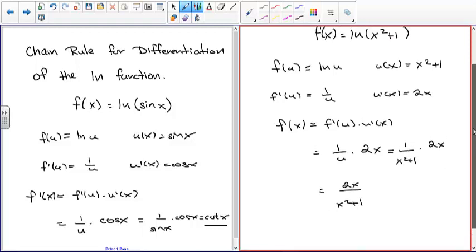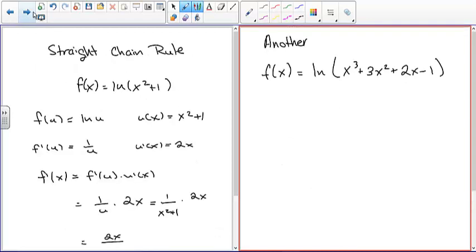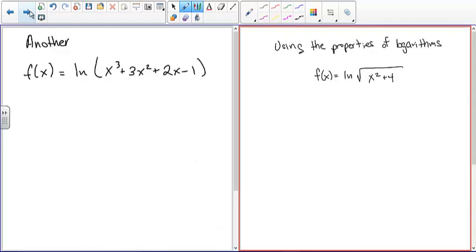Another way of thinking without using this expanded form is you could say, well, the derivative of the natural log is 1 over the argument, which would be 1 over x squared plus 1, and then you multiply it by the derivative of what's inside the argument, which is 2x. And so you could write that down, 2x over x squared plus 1.